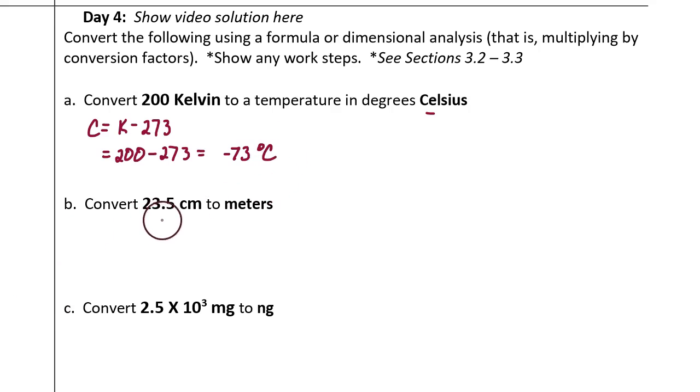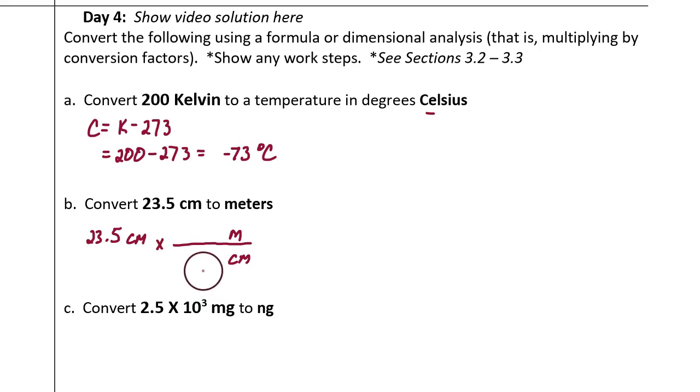Question B, convert 23.5 centimeters into meters. This is a metric conversion, and it's done with the dimensional analysis process. Always begin by writing down the known measurement, 23.5 centimeters. Then write times and draw a fraction line. Copy this label down in the bottom. And the one we're trying to figure out, meters, put that label in the top.